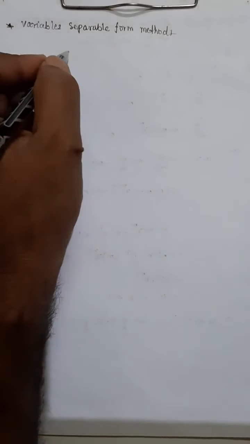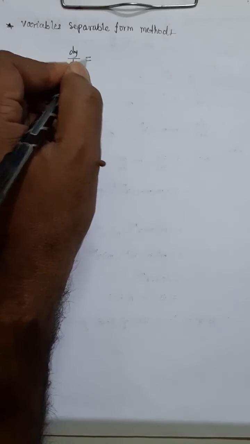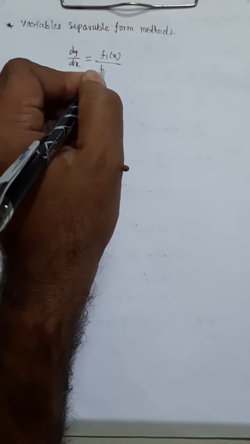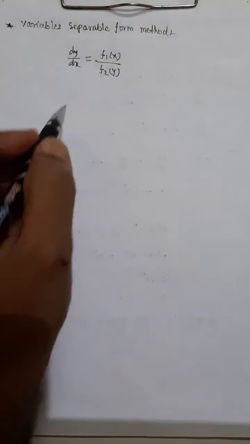Consider a differential equation of this type. A differential equation of first order and first degree. Suppose dy by dx is equal to f1(x) divided by f2(y). f1(x) is a function of x, f2(y) is a function of y. How to solve this differential equation?